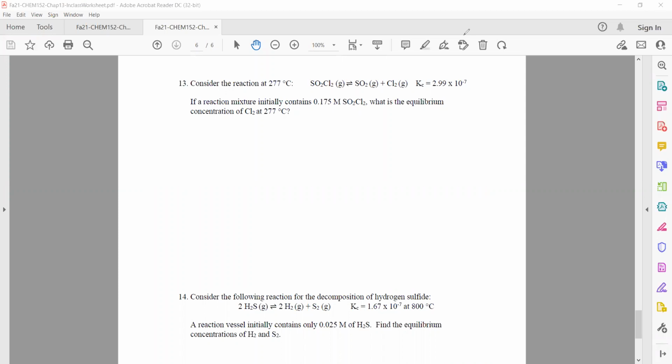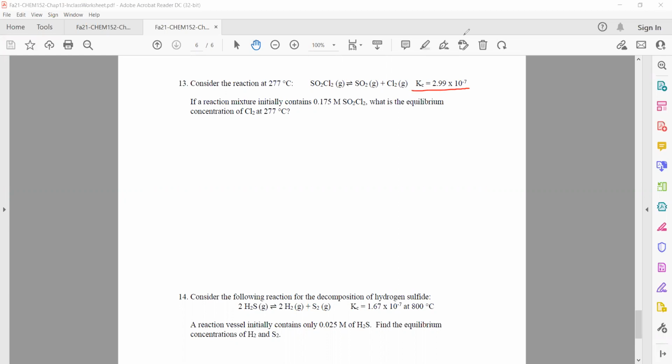This is meant to be an instructional video for how to solve problems related to equilibrium, where we don't know the concentration at equilibrium of any of our products, but we do know our K value. And so I'm going to do this with number 13 on our in-class worksheet for chapter 13.